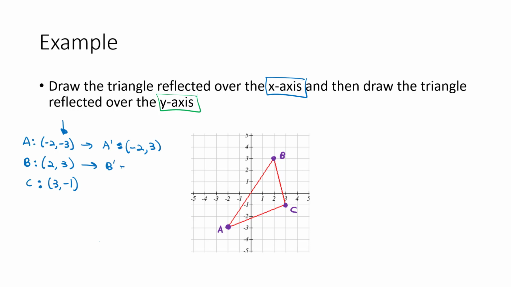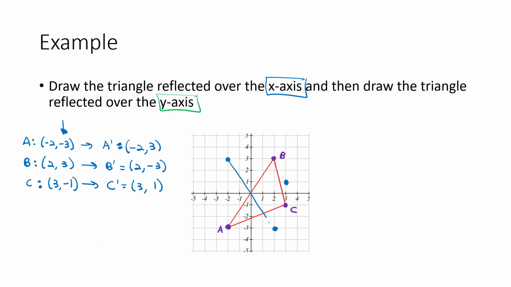And for the image of B, B prime, the x stays the same. The y changes to -3. And with the C, C prime, the x stays the same, and the y changes from -1 to +1. So A prime is at -2, 3. Notice that's a reflection over the x-axis. B prime is now 2, -3. And C prime is 3, 1.